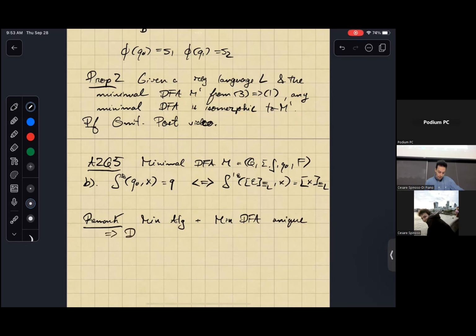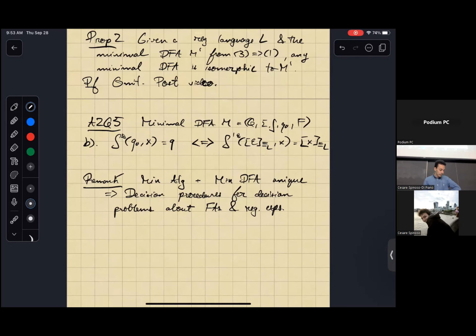then I have the ability to create decision procedures for decision problems about FAs and regular expressions. Okay. So I'm going to show this to you by giving you an example. Suppose the decision problem I have in this case is: given 2 regular expressions, R1 and R2, is the language described by R1 exactly the same as the language described by R2?